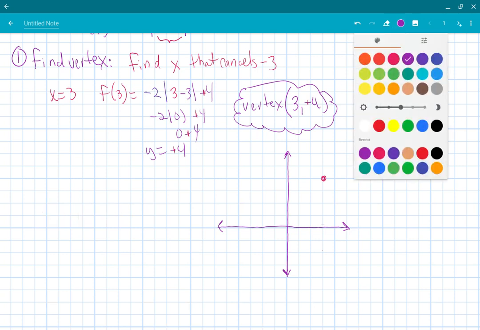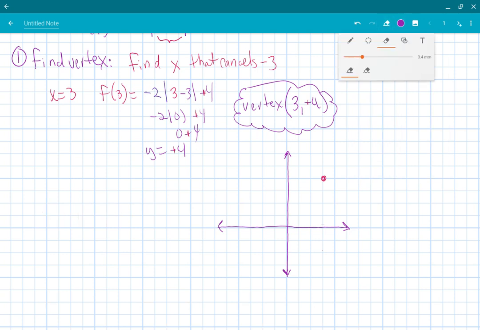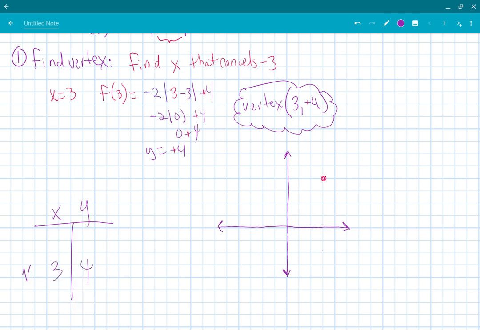Well, let me get my pen back. Okay. So if you made a table, and then the vertex is here at 3, 4. So all you got to do is plug in the next number of 3, which could be 4, or you can plug the next number, which is 2. So which one do you want to plug in, 2 or 4?